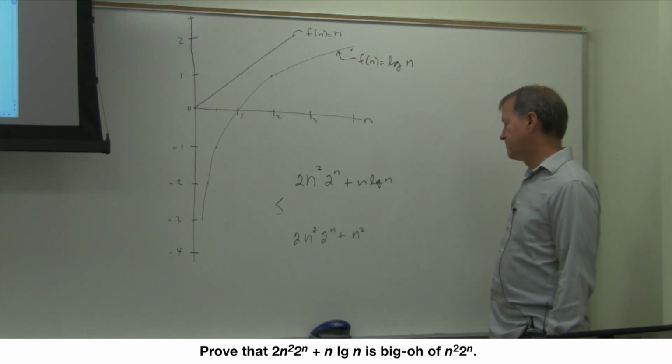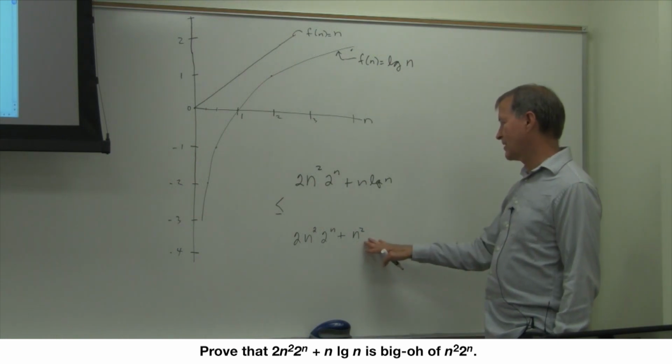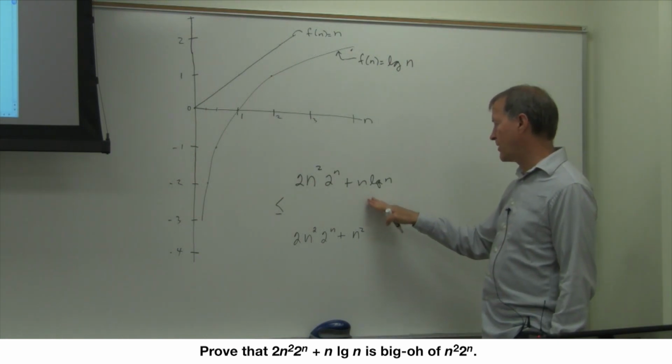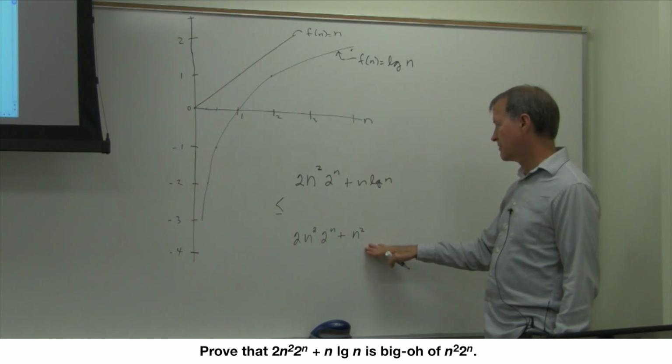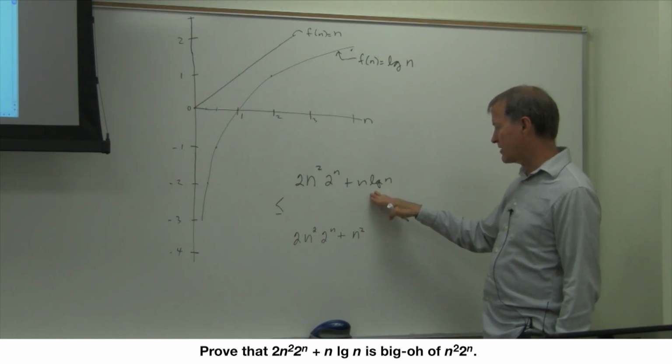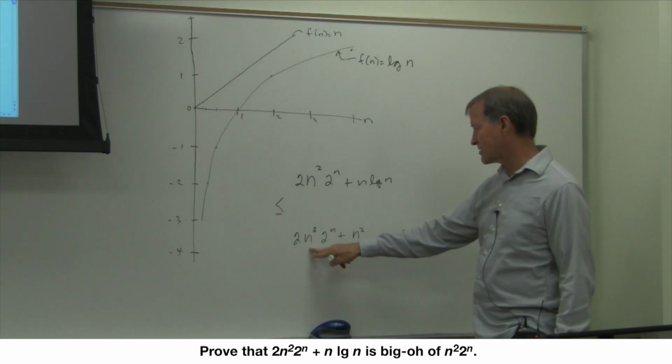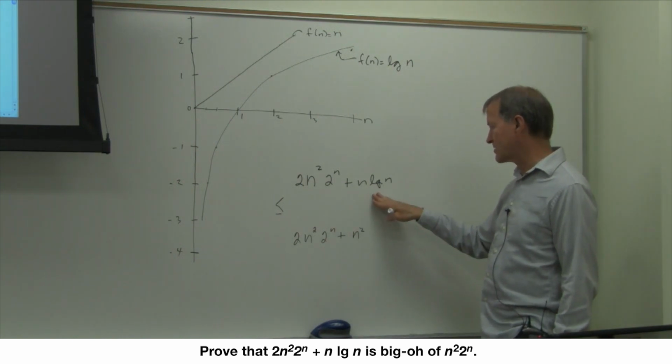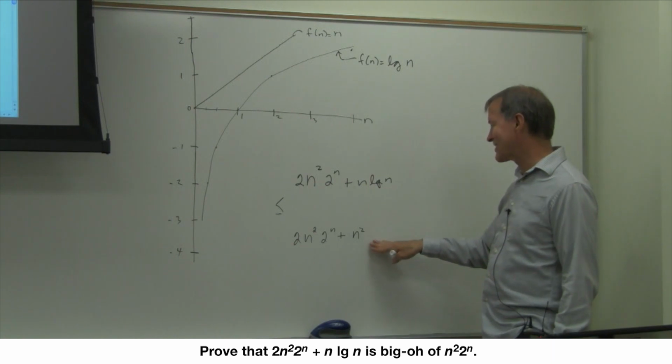Why don't you just do the 2 to the n? That way you can just do 3n squared 2 to the n. Well, how do we go from here to here? Because part B. How do we know that this, see, we have an n squared, we want to get this to match this n squared here. How do we know that this is less than or equal to this?